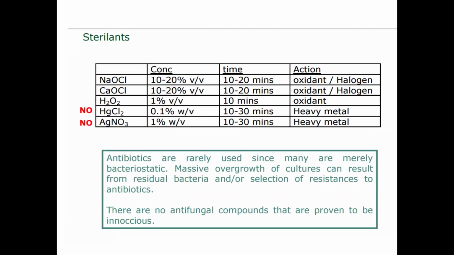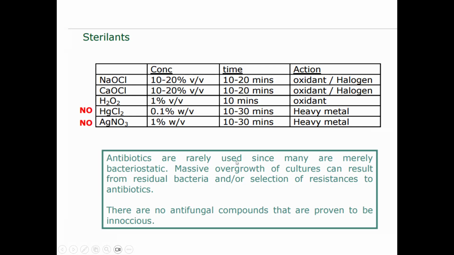So here are some sterilants. Sodium hypochlorite concentration usually used 10 to 20%, and 10 to 20 minutes. So it is a powerful halogen or oxidant. Calcium hypochlorite is also being used, but sodium hypochlorite is very popular. Hydrogen peroxide also people use. Heavy metals, mercury chloride or silver nitrate, they are also useful, but usually heavy metal is avoided.